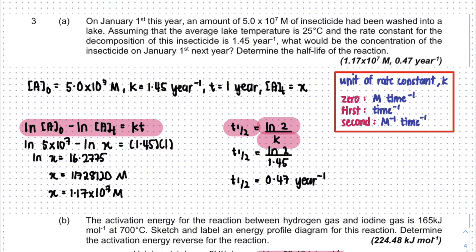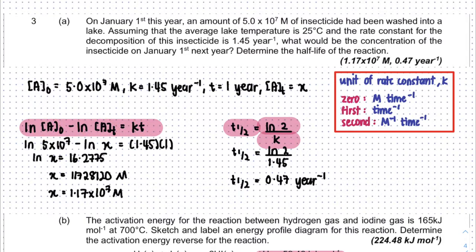But then because it mentioned the rate constant here is 1.45 per year. So tengok ini unit dia per year. So for the rate constant, if it's a zero order, it will be molar per time. This one is per year. Okay, kalau first order, unit dia adalah per time. Sini unit dia per year. So this reaction is a first order reaction. Okay, so first order reaction, this is the formula that we're going to use lah. Okay, ln A0 minus ln At equal to kt.